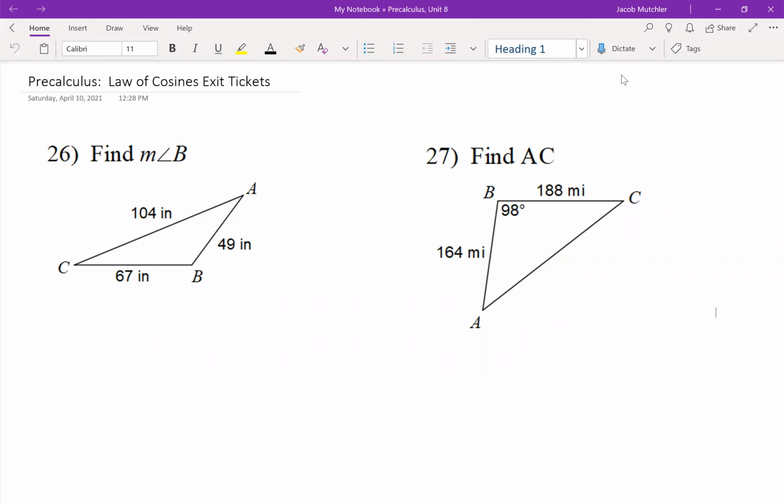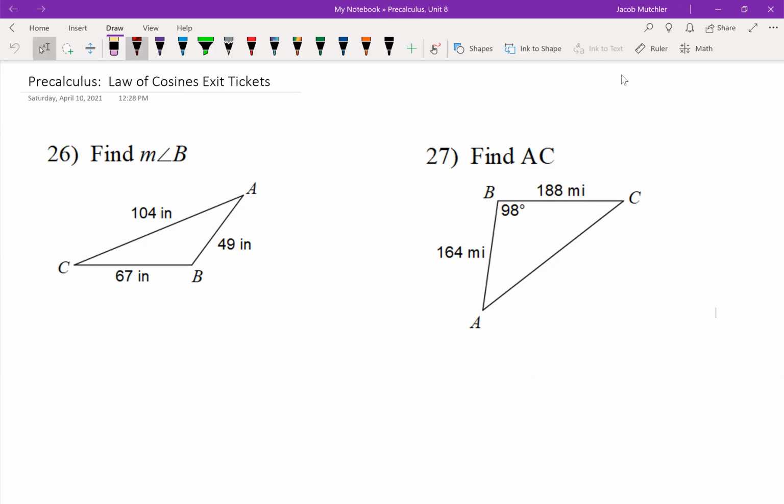Let's take a look at two examples of how to use the law of cosines either to find a missing angle or a missing side. We've got two examples here, one of each, and we need to remember what the law of cosines says. So there's three versions of it.